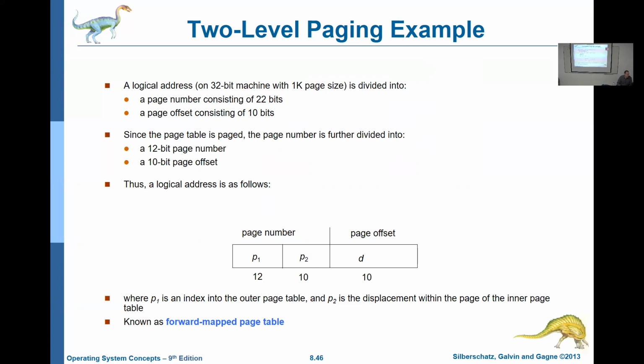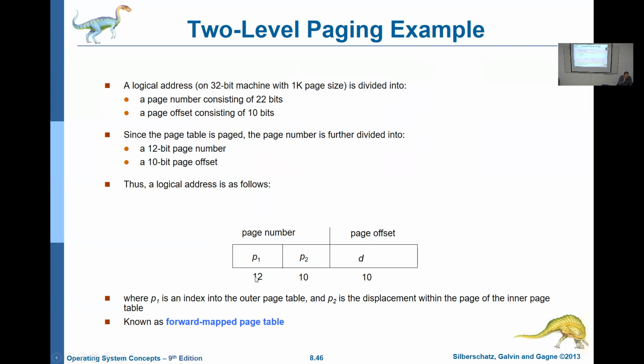Does everyone understand why that is true? Why is it 10? Remember, the 22 bits is hard to get to directly. Always start with the offset. If it's a 1 kilobyte page size, they gave you that. So 1 kilobyte is 2 to the what? 2 to the 10. That means I need 10 bits. So that's why the offset is 10 bits. So I already can write that the offset section is 10. Whatever is left, if it's a 32-bit machine, then I know there's 22 bits left.